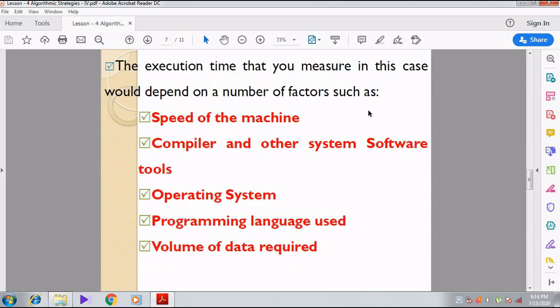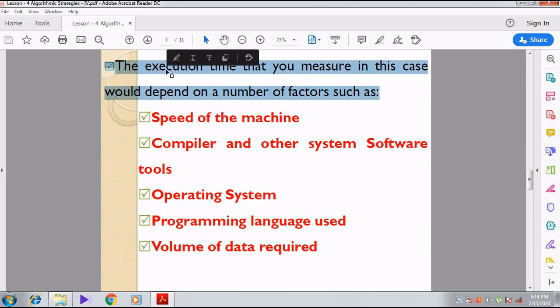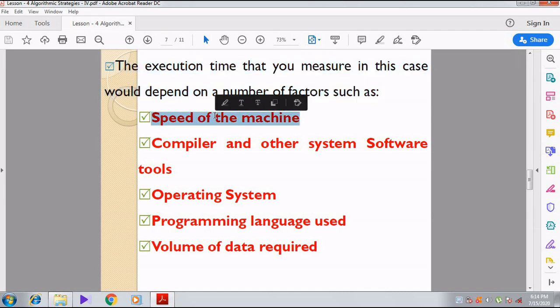See here what they have given. The execution time that you measure in this case would depend on a number of factors. What are the factors? Speed of the machine, how much speed the machine is working at. If it is a Pentium, for example dual core. Now most of you don't know those configurations. When we were studying, those configurations were there: Intel Pentium 3, Intel Pentium 4. So if these processors are used, the program takes a much greater amount of time.